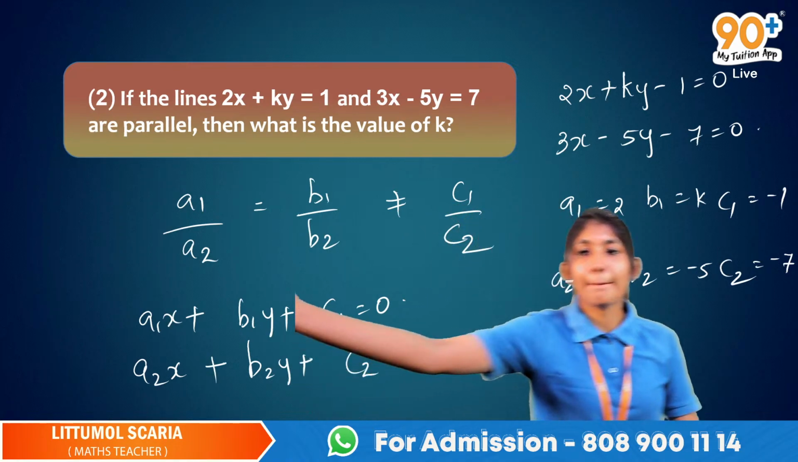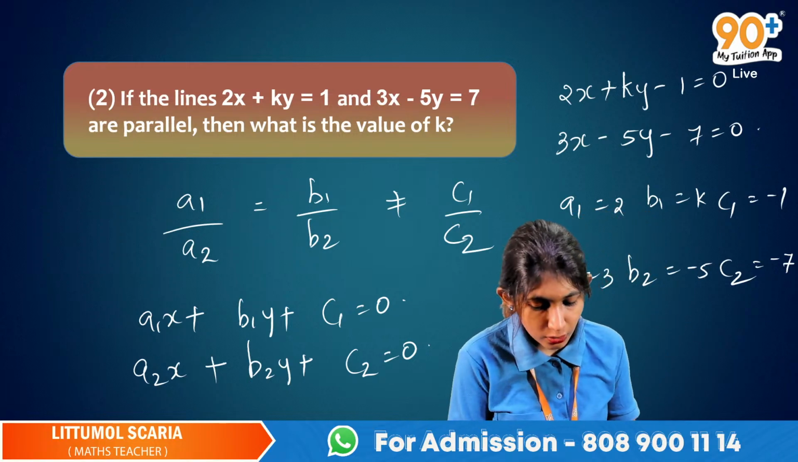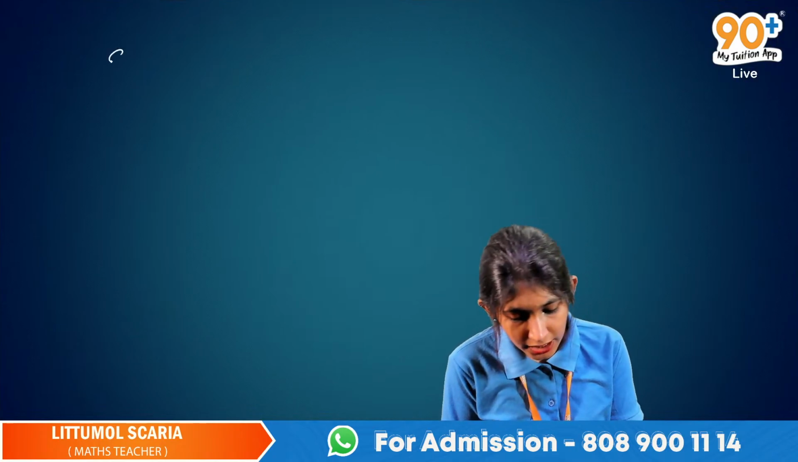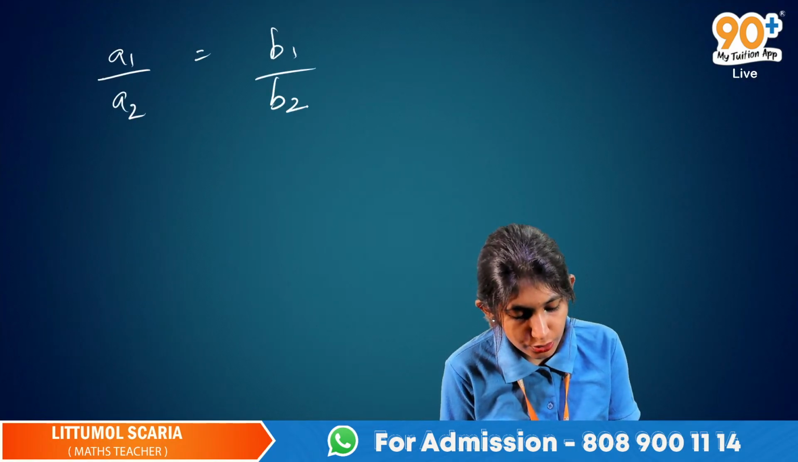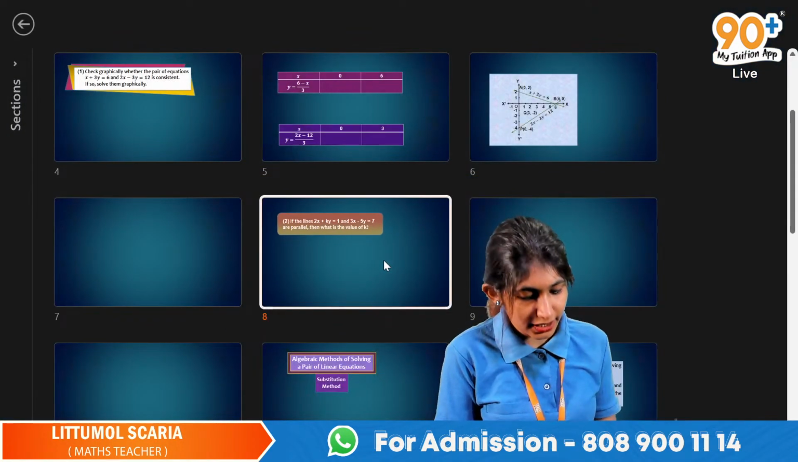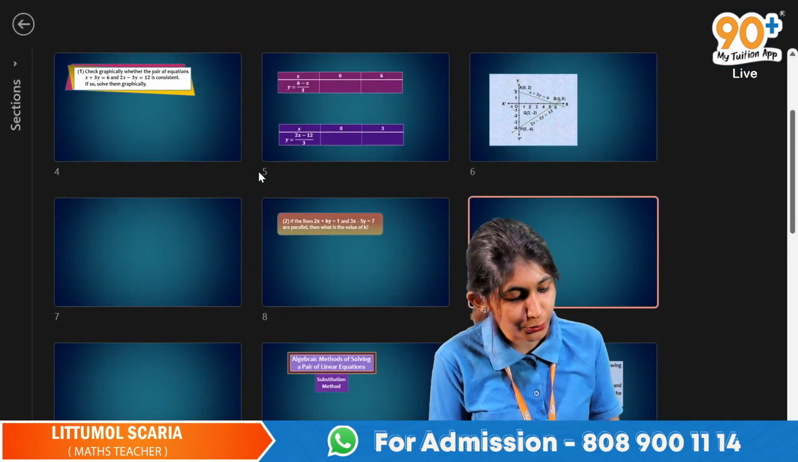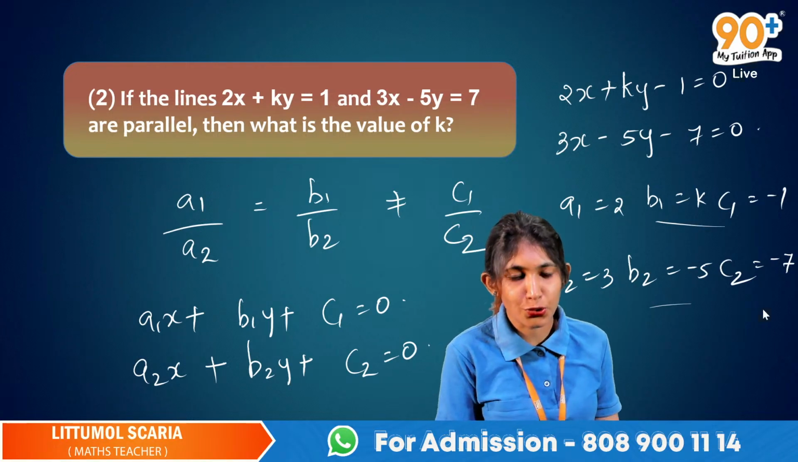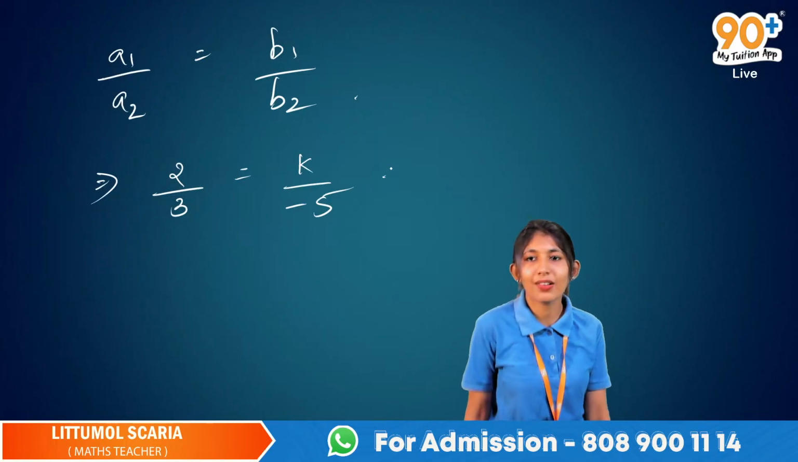Now for a pair of parallel lines, we have A1 by A2 is equal to B1 by B2. So what is A1 by A2? A1 is 2, A2 is 3. So 2 by 3 is equal to B1 by B2. What is B1? k. What is B2? Minus 5. So k by minus 5. Yes, we have got an equation.